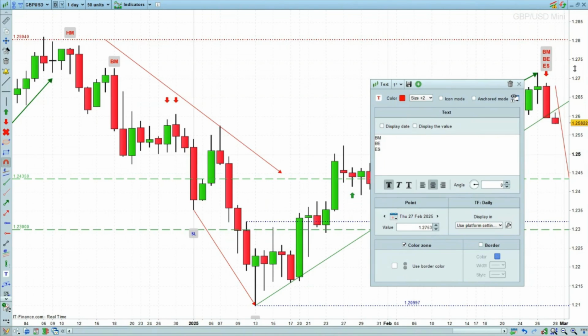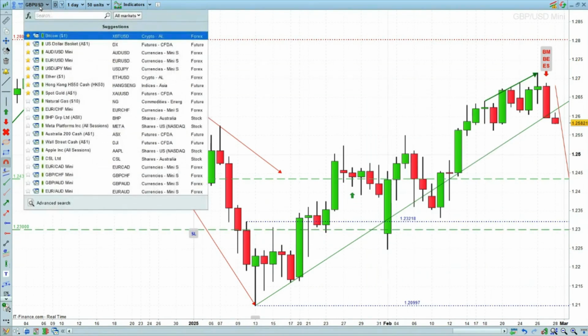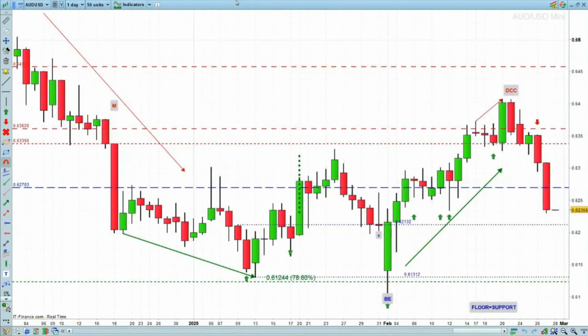Okay. So we discussed all of them. Do you have any question? Do I worry about piercing? Piercing is the opposite of the dark cloud cover. Let's see any piercing here.